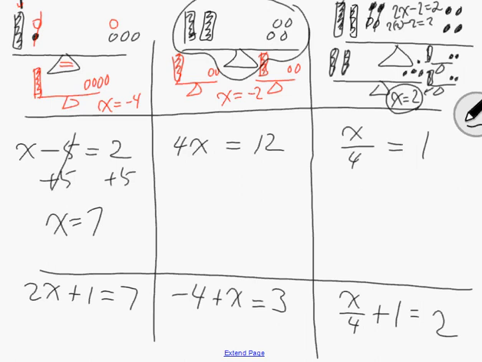Over here, in the next question, I don't have a constant. There's no plus or minus part. So the only thing I have is a coefficient, and a coefficient is a multiplier. In this case, this says 4 multiplied by the value of x.